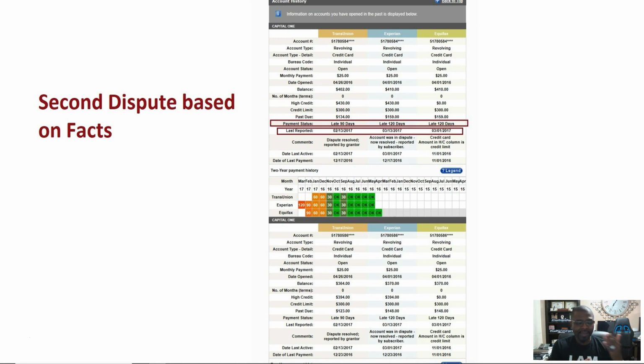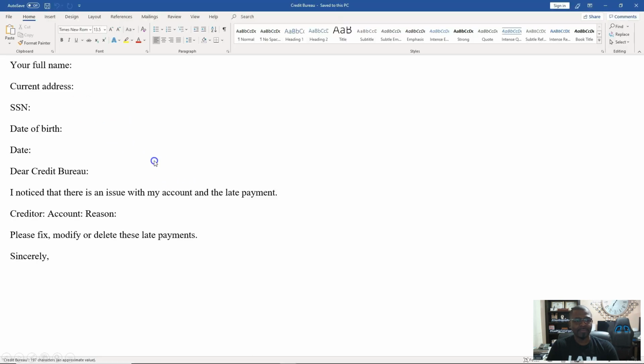You don't have to dispute based on I was never late or it's not my account, because as you can see clearly, the data inside of this particular Capital One account is not reporting correctly. This is what we call factual disputing. All right, let's take a look at another area of this.